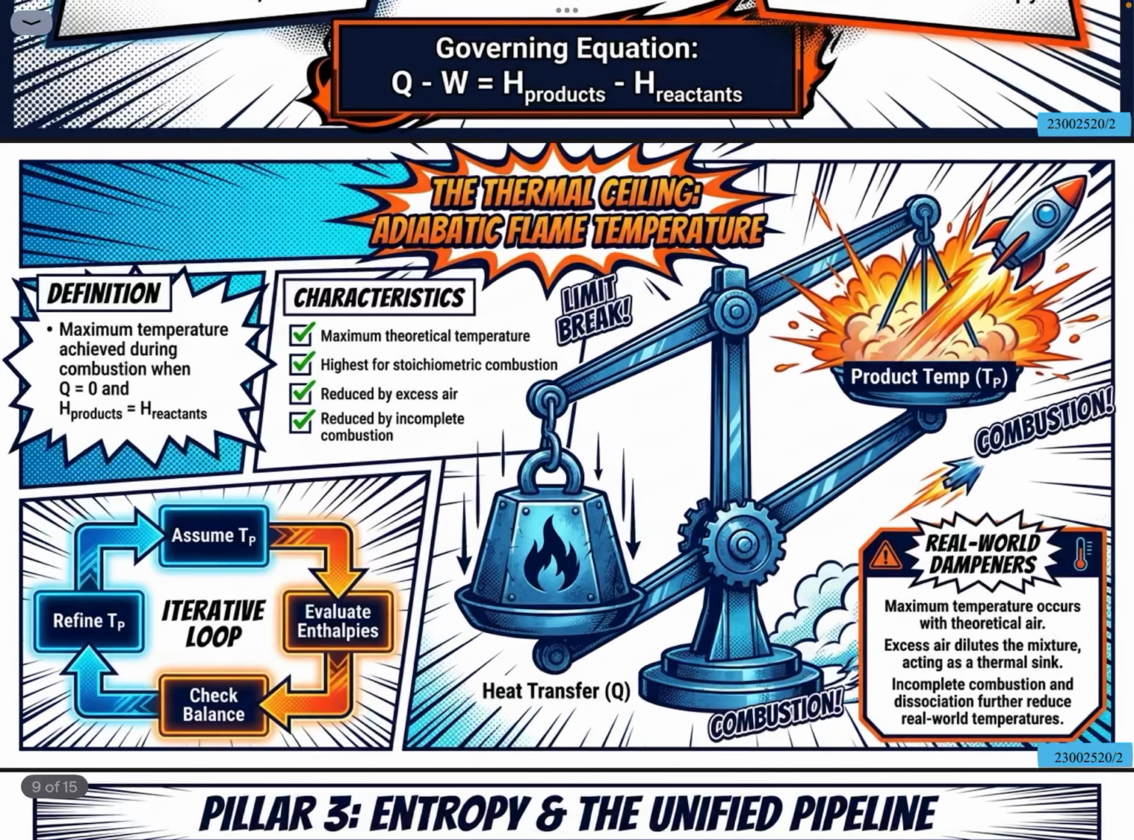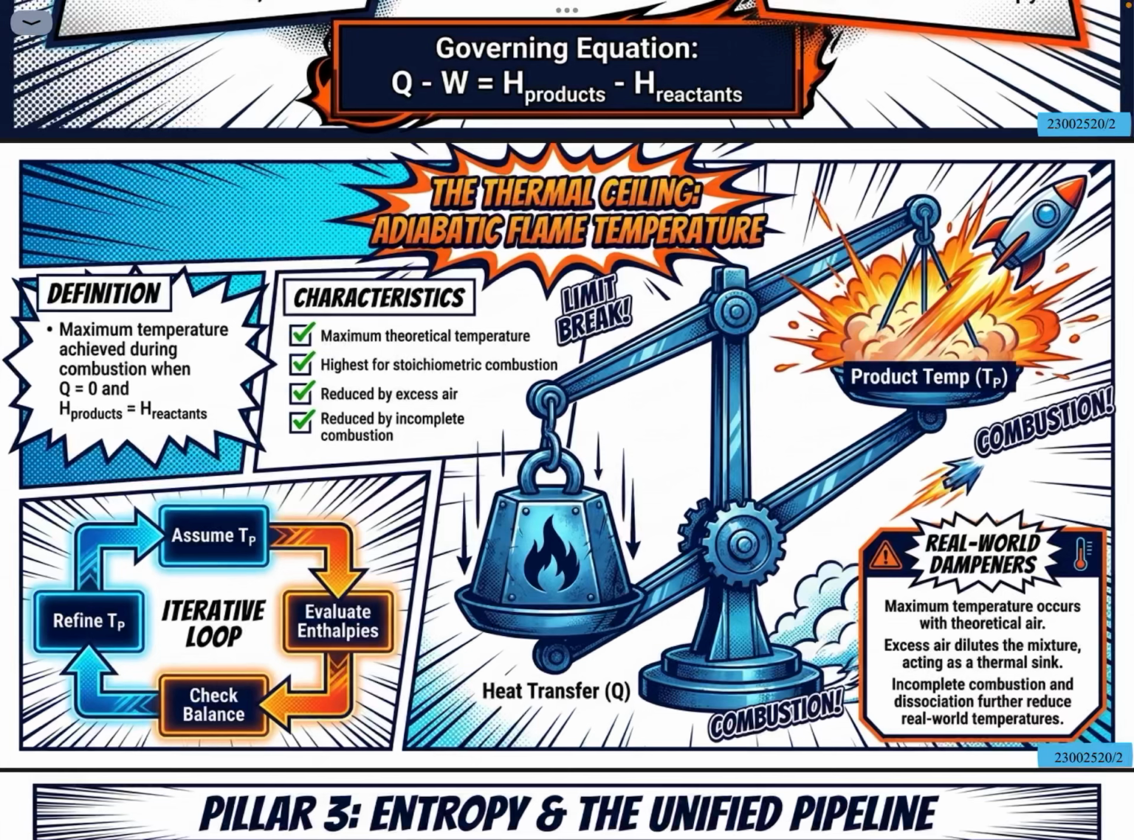Now we arrive at one of the most important concepts in combustion engineering, adiabatic flame temperature. Imagine combustion occurring inside a perfectly insulated chamber. No heat escapes to the surroundings, so all chemical energy remains inside the products. Under these ideal conditions, the products reach the highest possible temperature. This maximum theoretical temperature is called the adiabatic flame temperature. It represents the thermal limit of combustion.